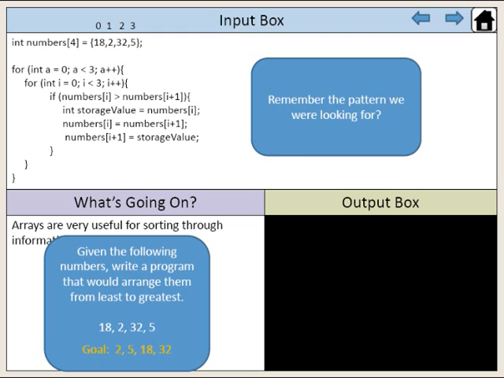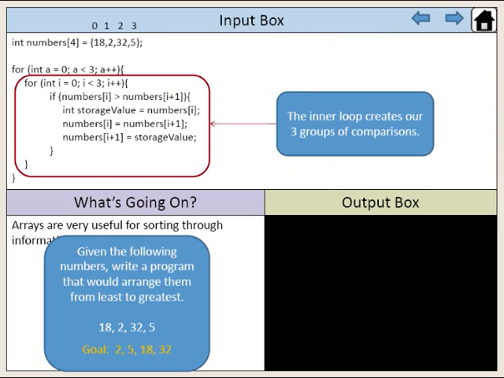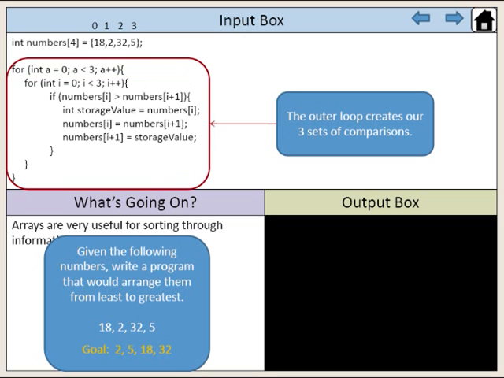Remember the pattern we were looking for? We need 3 sets of 3 groups of comparisons. The inner loop creates our 3 groups of comparisons. The outer loop creates our 3 sets of comparisons.